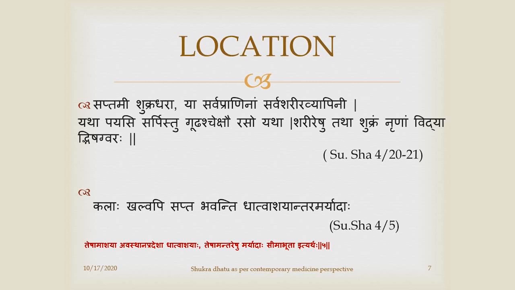Like this one Kala, which is related to the Shukradhatu, is existing throughout the body. That is the concept of Shushruta Samhita Sharirasthana. So here we can again get an idea that since this Kala is existing throughout the body in each and every cell, the Sarva Daihika Karma of Shukradhatu gets explained.